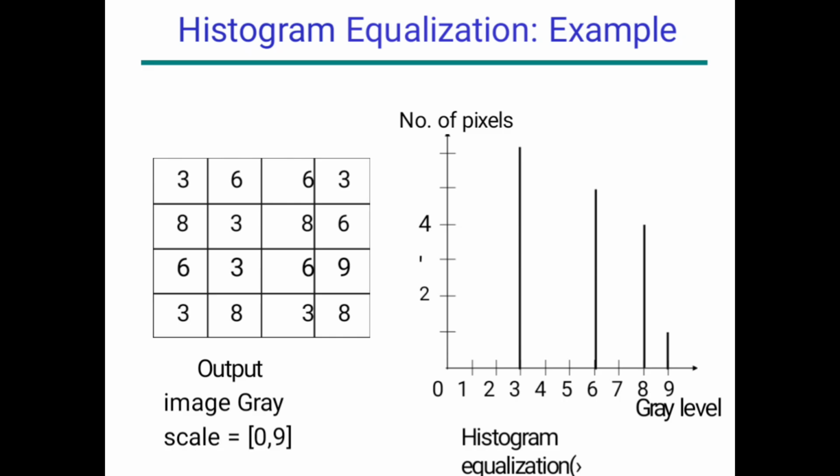So now you count the number of 3s: 1, 2, 3, 4, 5. Number of 3s is 5. Similarly the number of 6s is 1, 2, 3, 4, 5. So count the 8s and also the 9s. It is the histogram distribution of the graph.